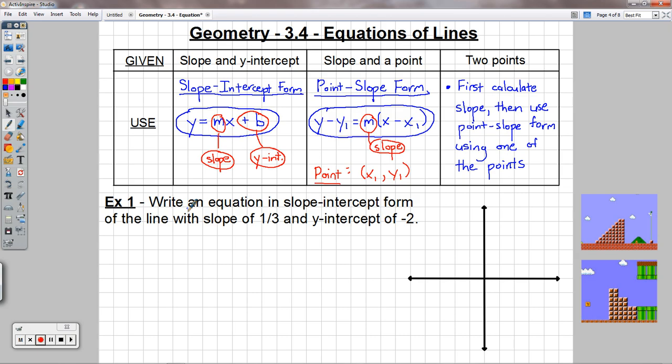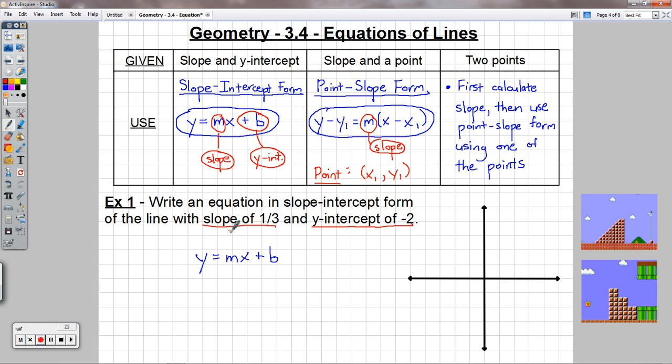Write an equation in slope-intercept form of the line with slope 1/3 and y-intercept of -2. So I'm looking for slope-intercept form, and I'm given a slope and a y-intercept. So that, to put in slope-intercept form, would be very easy. If we're given a slope, and we're given the y-intercept, let's write out what slope-intercept form is again. Y equals mx plus b.